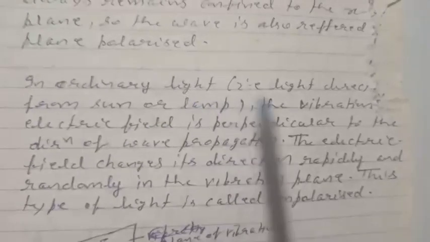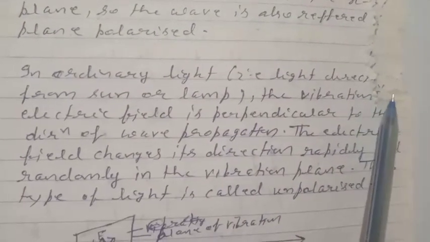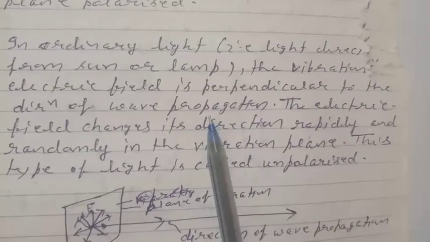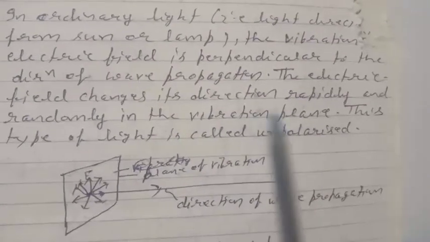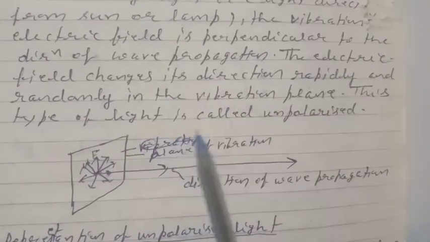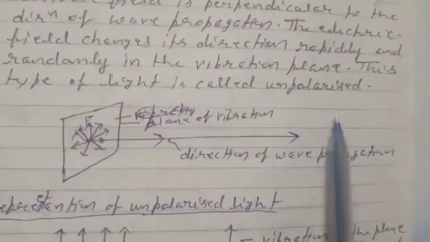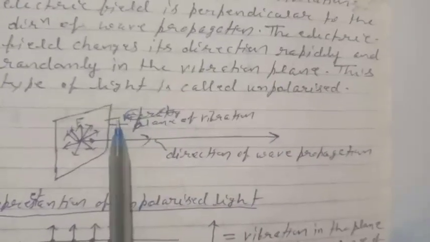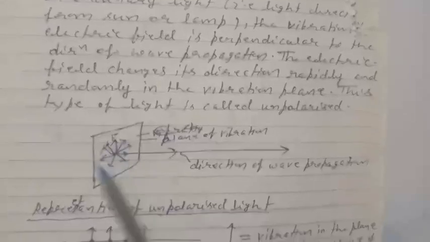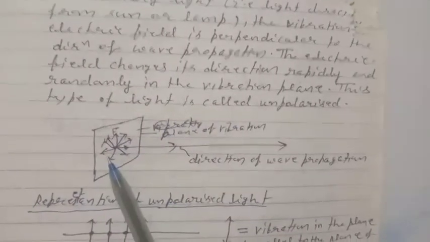In ordinary light, that is light direct from the sun or a lamp, the vibration of the electric field is perpendicular to the direction of wave propagation. The electric field changes its direction rapidly and randomly in the vibration plane. This type of light is called unpolarized light. Here this is shown. This is the direction of the wave, and if we draw a perpendicular like this, the particles vibrate in all directions, and the direction of vibration is also changing with time. So such a type of wave is called unpolarized.